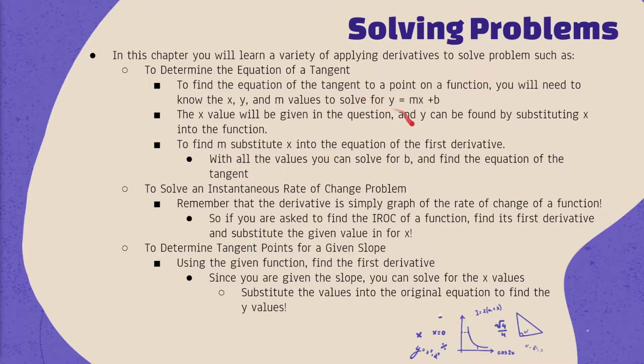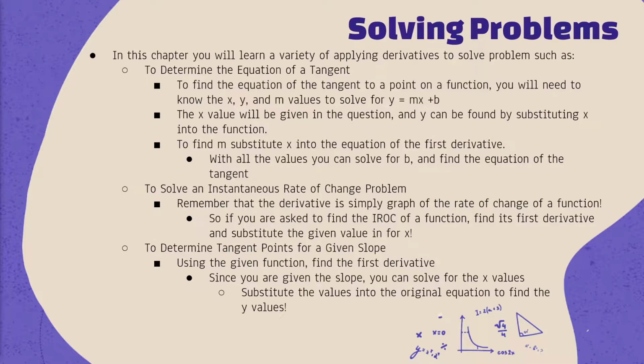Now you know y, x, and m, so all you have to do is solve for b, which you learned in grade 9. If you don't remember for some reason, all you gotta do is substitute the values in, and then you have one unknown, so it's really easy to solve for.